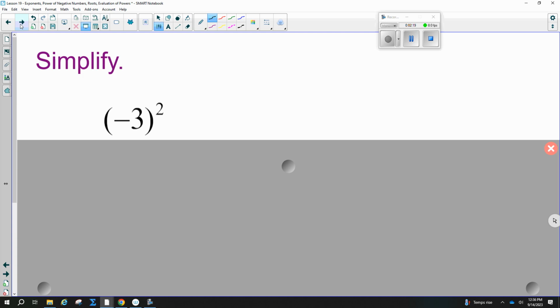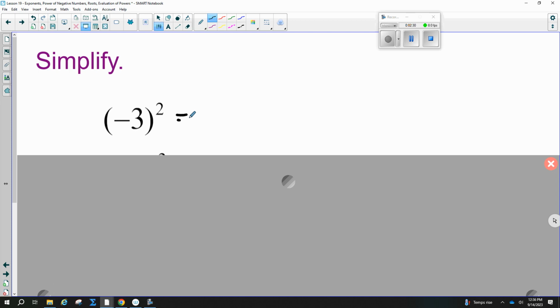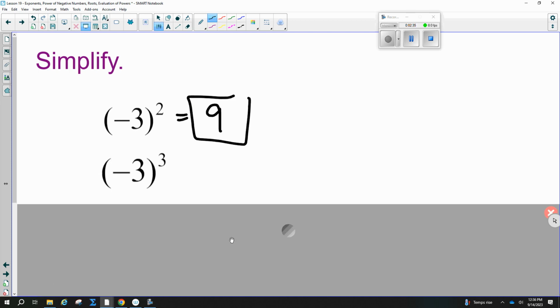All right, (-3) all squared in parentheses. Is this answer positive or negative, everybody? Good. It is in parentheses, so you're doing -3 times -3, which is +9. All right, now I have (-3) cubed. Okay, it is in parentheses, but that does not automatically make it positive, right? We got to think about how many negatives we actually have. We're doing -3 times -3 times -3. So what is that going to be? Yes, -27, all right? Negative times a negative times a negative is a negative.